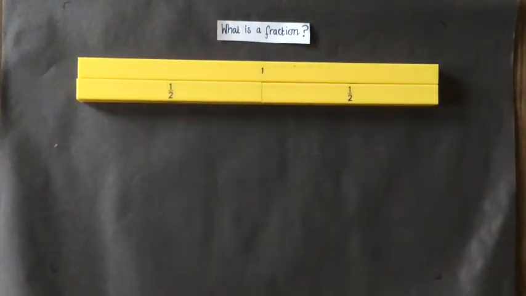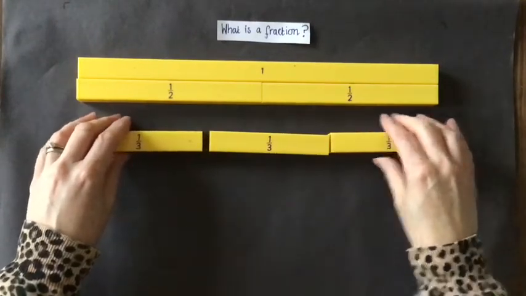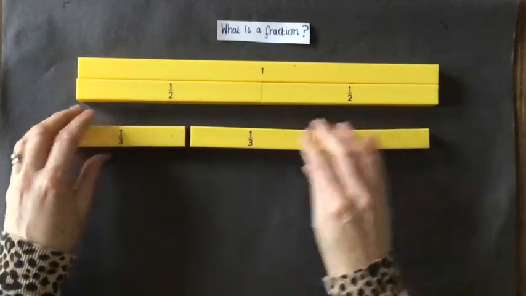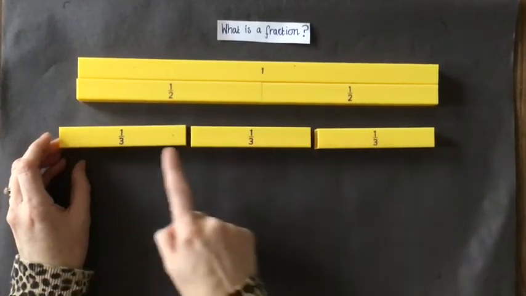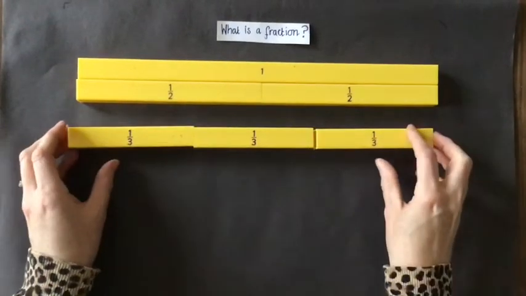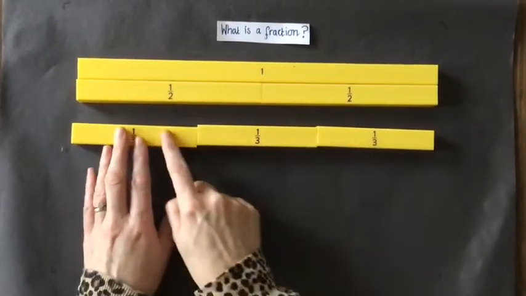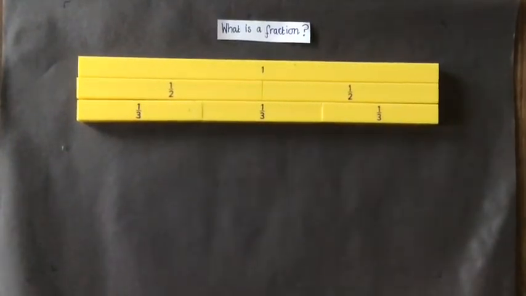We can see the same if we split the whole into 3 to make thirds. Here we've got one whole that has been split equally into 3 pieces. So we've got 1/3, 1/3, 1/3. Put them together, we have 1, 2, 3 thirds, and they are equal to one whole.